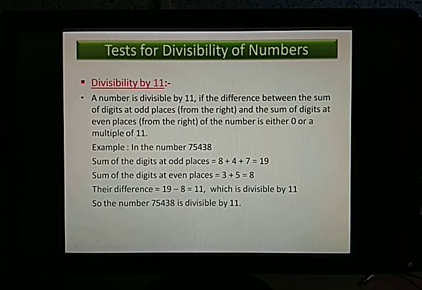Clear? So that's all for today's topic, that is test for divisibility of numbers. You can try it out by yourself. You can try it out with any number, and then without going for the division method, you can just use these divisibility rules, and you can see for yourself whether the number is divisible by that given number or not. Later on, for verification, you can use the division method and see for yourself whether it is really divisible or not.